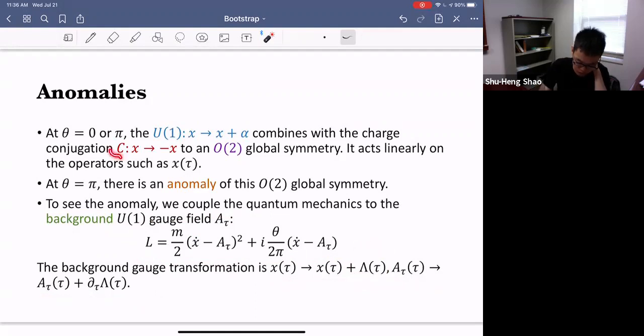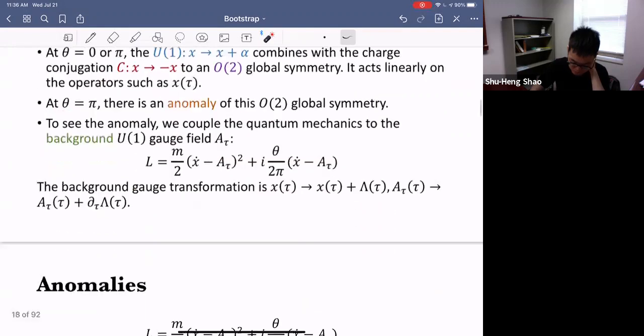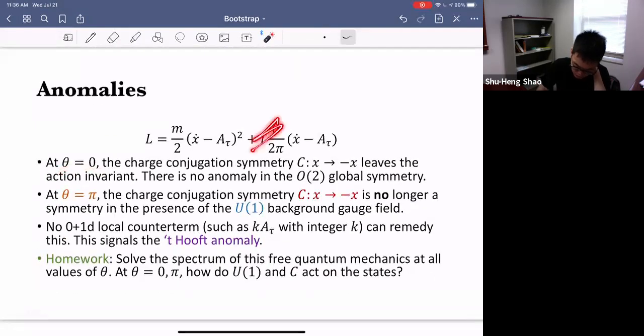So far, we haven't said anything about the charge conjugation. There isn't a charge conjugation symmetry for general theta, but there is one when theta is 0 or pi. At theta equals 0, we don't have this term, and this Lagrangian coupled to the background U1 gauge field is invariant under the charge conjugation symmetry, provided you also flip the sign of A tau. So there isn't any anomaly of this O2 global symmetry when theta is 0. At theta equals pi, however, we see that it's no longer a symmetry because the periodicity of theta is ruined by the presence of A tau. So this is the simplest way to see that there's an anomaly between the charge conjugation symmetry and the U1 global symmetry at theta equals pi.